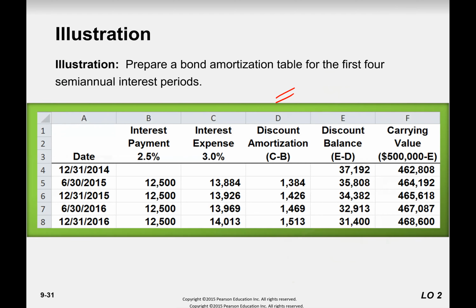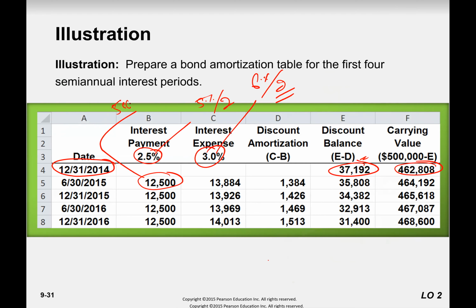So how did we do that? On issuance, we received 462,808, and this is our discount. So 2.5 is based on our contractual payments, 5% divided by 2, and interest expense is based on the market interest rate, which is 6%, semi-annually divided by 2, which is 3%.